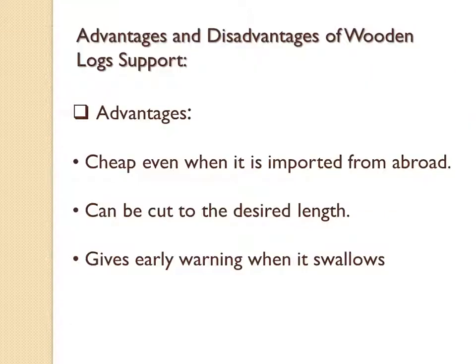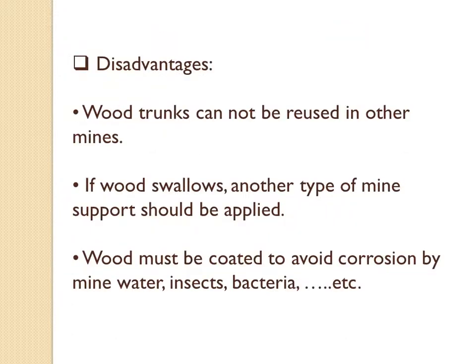There are some advantages and disadvantages of wooden lock support. Advantages are: cheap, even when it is imported from abroad. Second, it can be cut to the desired length. Third, it gives early warning when it swells. Disadvantages of wooden supports are: the wood trunk cannot be reused in other mines. If wood swells in another type of mine, another support should be applied. Wood must be coated to avoid corrosion by mine water, insects, bacteria, etc.